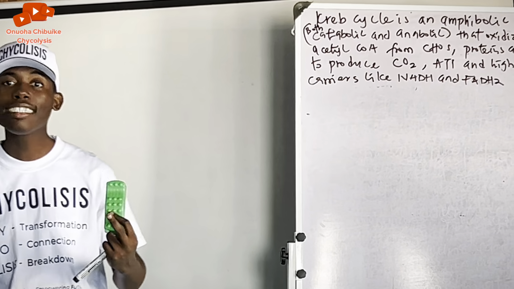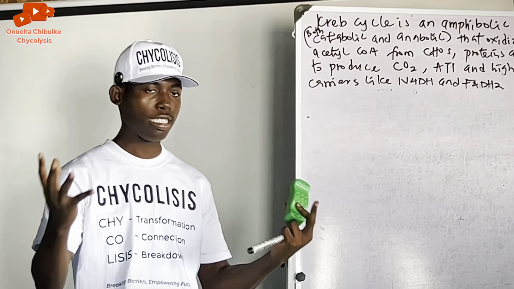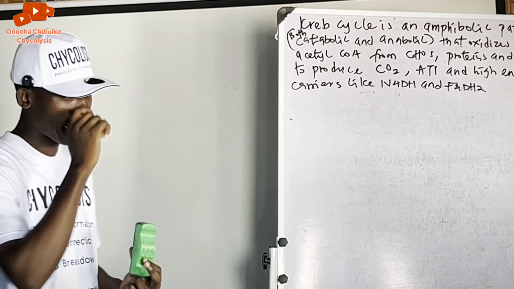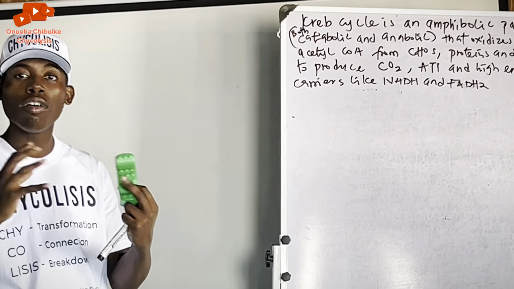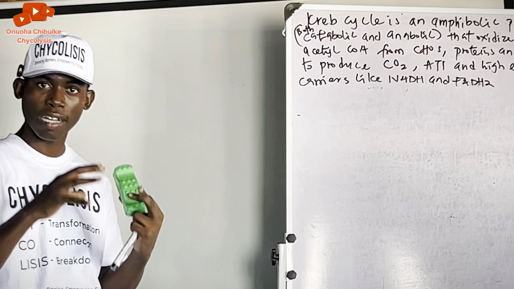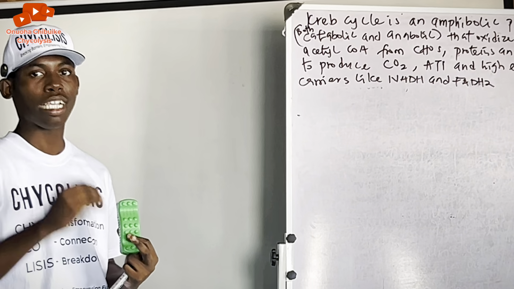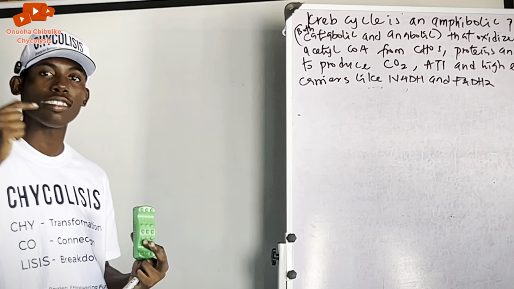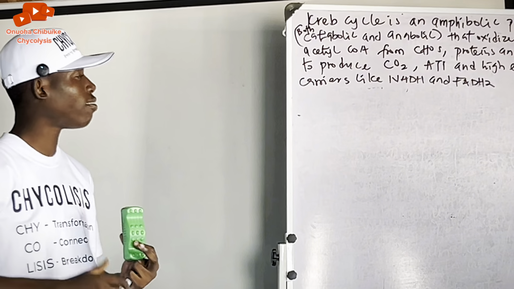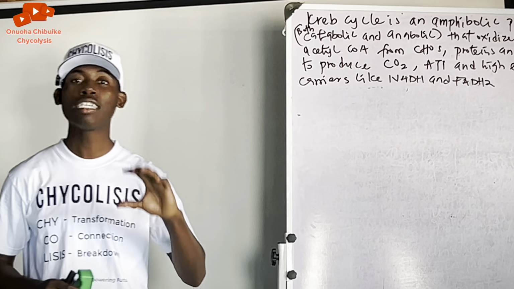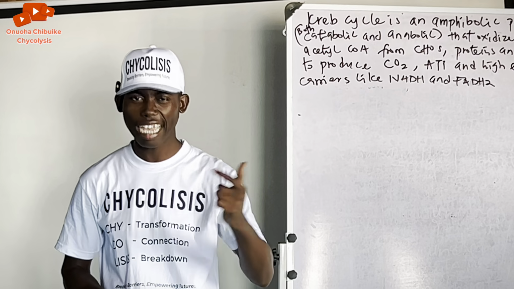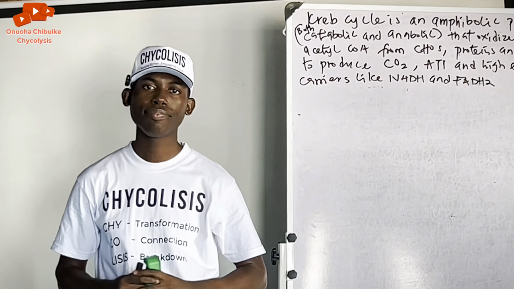It's called the TCA cycle. TCA stands for tricarboxylic acid cycle. It is called the TCA cycle because some of the molecules in that pathway contain 3 carboxylic acid groups. It is called the CAC cycle. CAC stands for citric acid cycle. It is called the CAC cycle because the first product of that cycle is citrate or citric acid.